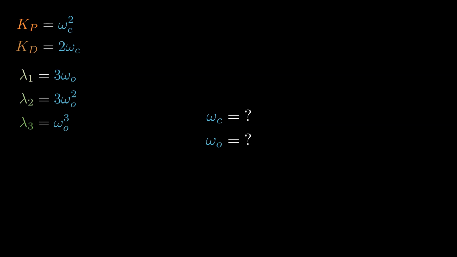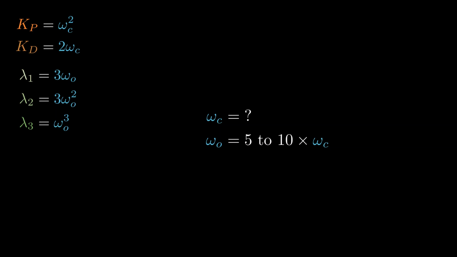Controller bandwidth needs to be high enough to ensure good reference tracking performance and disturbance rejection. However, it can't be too high as it may lead to instability or poor noise rejection. Observer bandwidth should be higher than the controller bandwidth. Typical values are from 5 to 10 times the controller bandwidth. Otherwise, the observer won't be able to estimate the state variables fast enough, and the controller won't be able to react to the disturbance and reference changes.